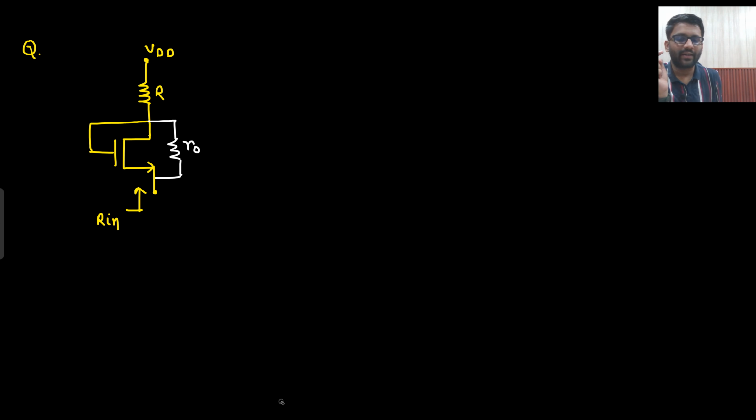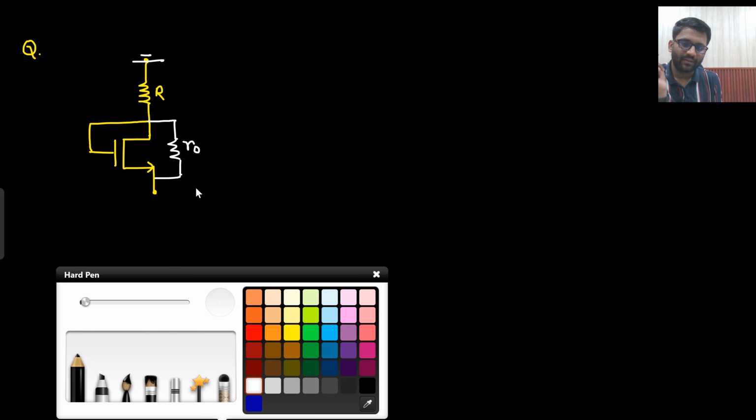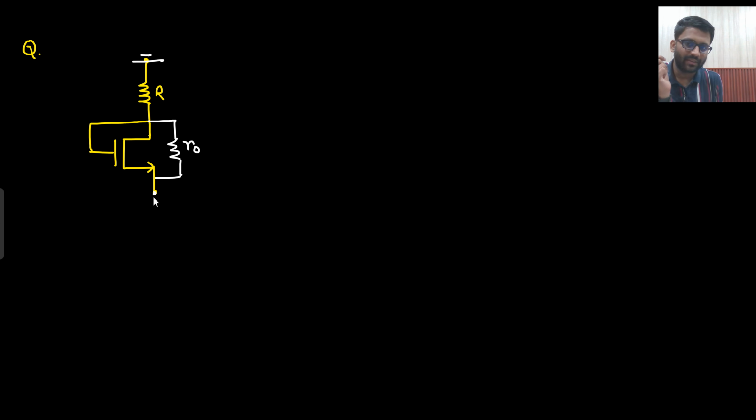Now this VDD I can take to ground. What do I need to find? I need to find this R in. That means what I will do? I will apply V in, get I in out of it. So my target is R in, that is V in by I in, right? So what can I do now?